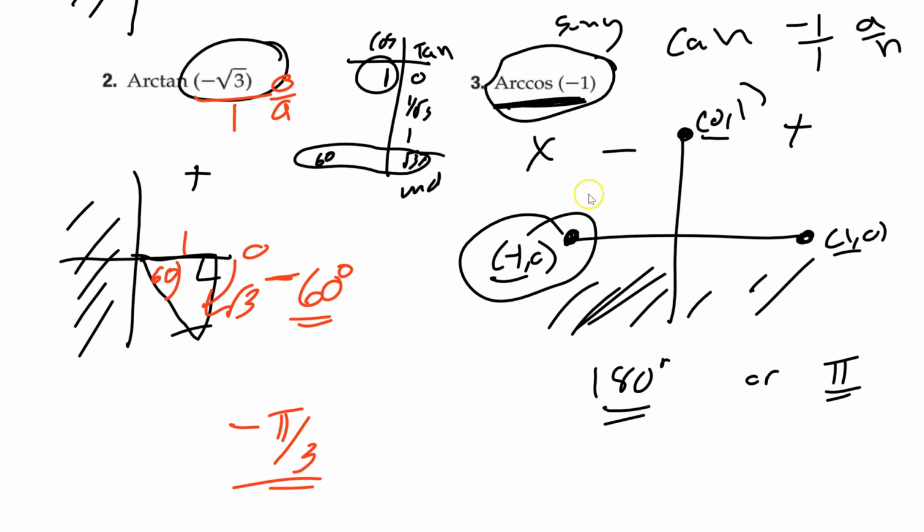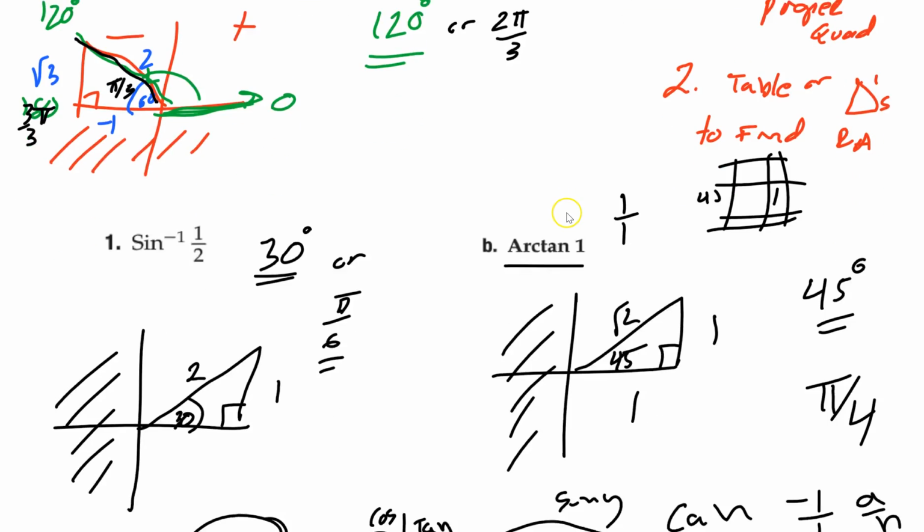It's like memorization. If you're doing a table, you're not going to have negative 1 on the table, you're going to have 1 on the table, and you just go to the other side. So here's 0, go on the other side, 180 or pi. Okay, so that's that stuff. I think that's probably the hardest stuff today.